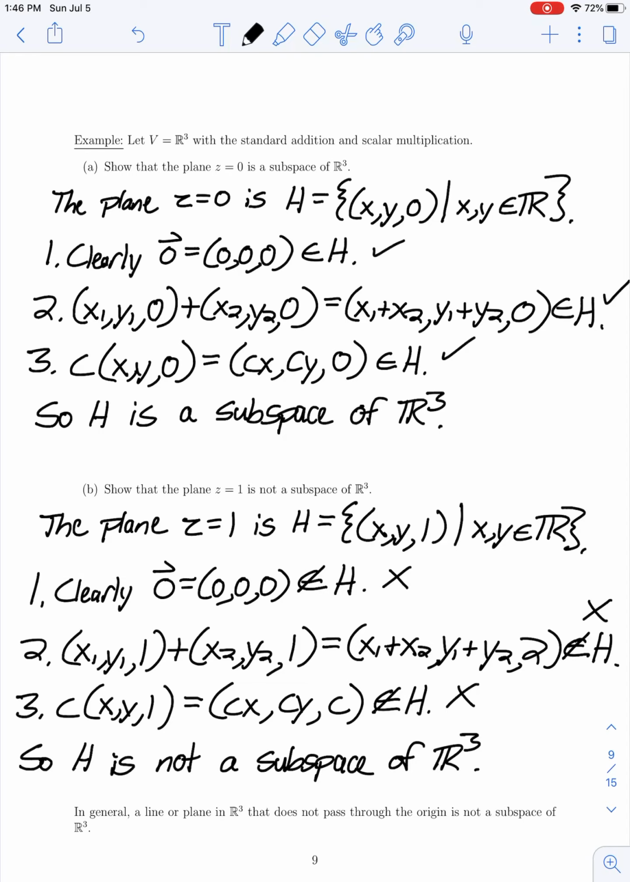So similar to what we saw in our previous example, we had seen that any line in the plane which does not pass through the origin is not a subspace, since it doesn't contain the 0 vector. So here we have an analog of that. In general, any line or plane in space that does not pass through the origin is not a subspace of R3, because it could not contain the 0 vector.